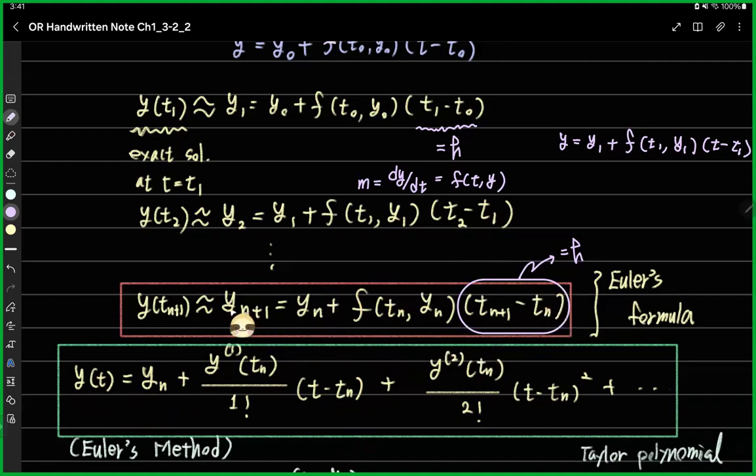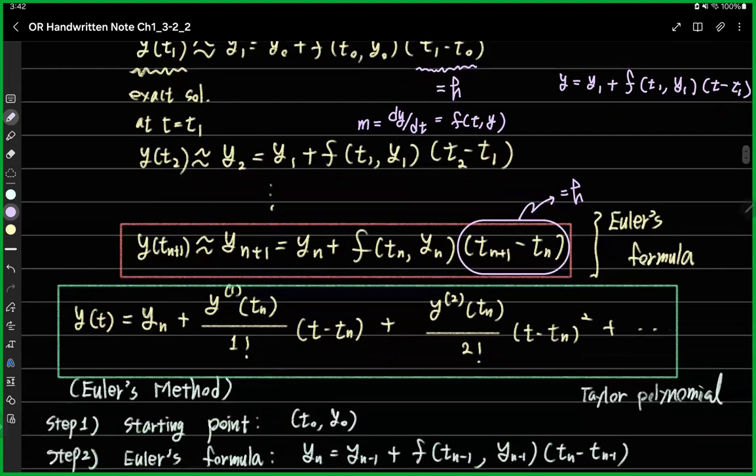So actually, this is a Taylor series, or you can say a Taylor polynomial. That's why I told you the Taylor method is the general method, and the Euler method is based on the Taylor polynomial or Taylor series.